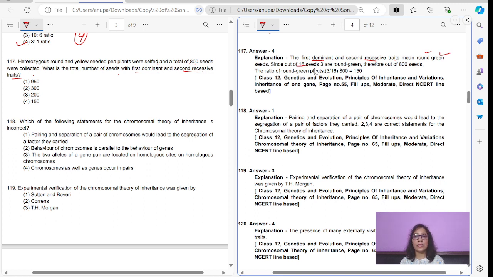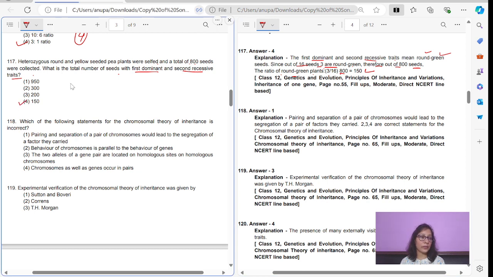Since out of 16 seeds, 3 are round and green. Therefore, out of 800 seeds, the number of round green plants will be calculated by this formula, that is 3 by 16 multiplied by 800, and it gives 150. So the answer for this question will be 150. Let's see the options. The first option is 950, second option is 300, third option is 200, and the fourth option is 150. So the correct answer of this question will be fourth, that is 150.